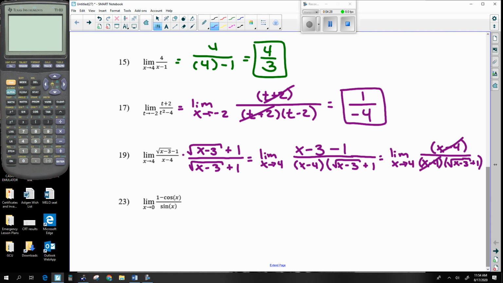So that drops. That leaves us with the limit as x goes to 4 of 1 over the square root of x minus 3, plus 1, all as a denominator. Here I can plug in the 4. So 4 minus 3 is 1. Square root of 1 is 1. 1 plus 1 is 2.